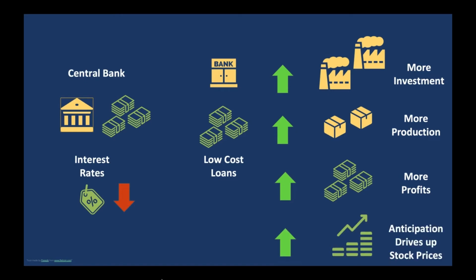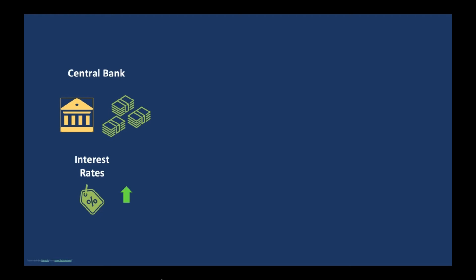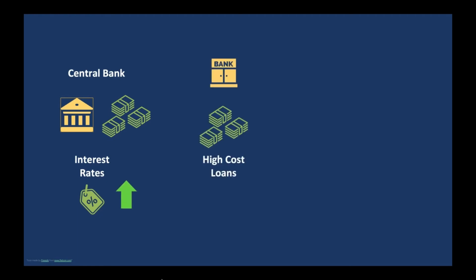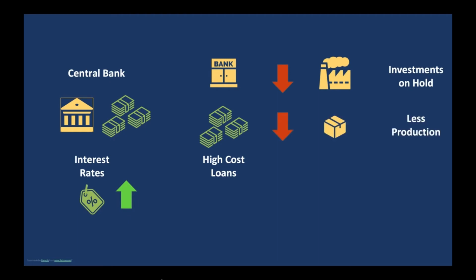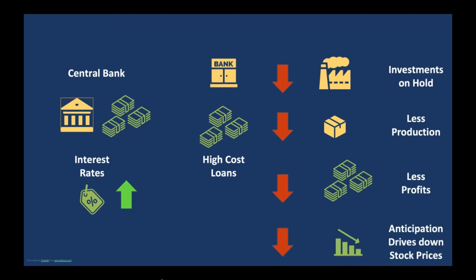The reverse happens when the central bank raises interest rates. Loans become expensive. The corporates put on hold their investment plans. This leads to less production and possibly lesser profits. The stock prices of these corporates drop in anticipation of lesser profits.